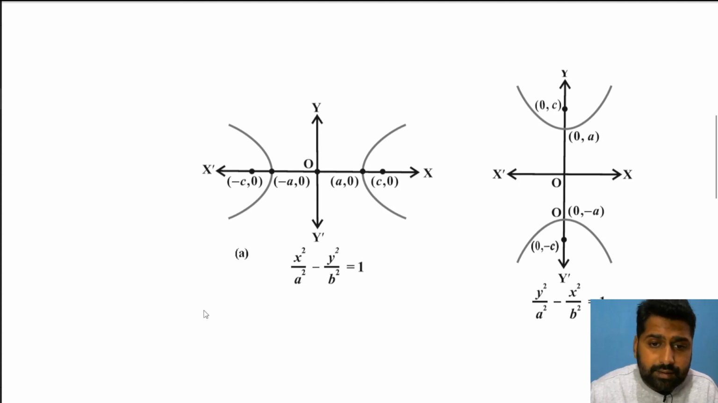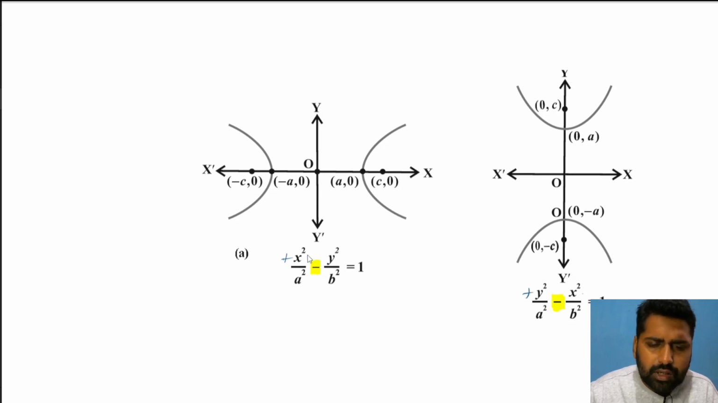Now you see why it's related, because if you look at the equation, x square by a square minus y square by b square, instead of plus you have minus. Either it will be x square by a square minus y square by b square, or it will be y square by a square minus x square by b square equals 1. If you have first the coefficient of x and then y, it will be on the x-axis. If you have first the coefficient of y, then negative x square, it will be on the y-axis.